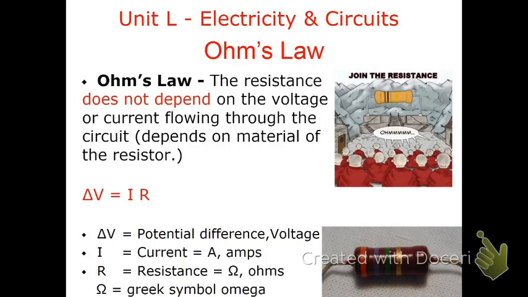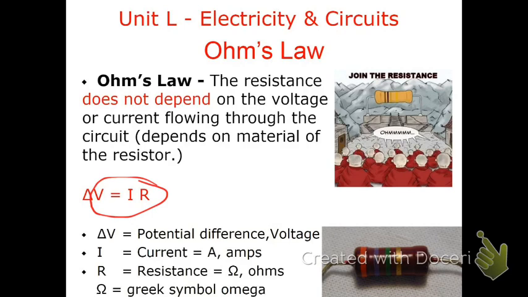Ohm's Law, Lesson 1A. Ohm's Law says that the resistance doesn't depend on the voltage or the current, which is kind of a strange thing, because if you look at the actual formula, you see that delta V equals IR, and you would think that the resistance depends on those two things. In fact, if you increase the current, the voltage changes, or if you decrease or increase the voltage, the current changes. The resistance doesn't change. The resistance simply depends on the material of the resistor and the geometry of the resistor.